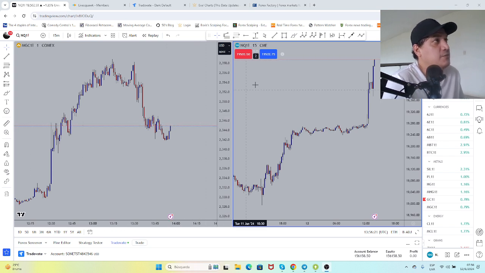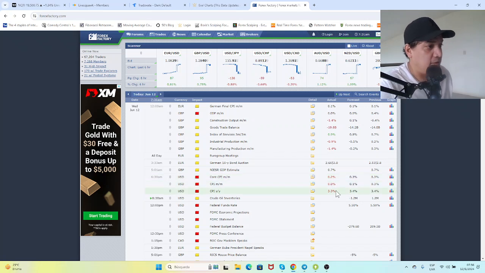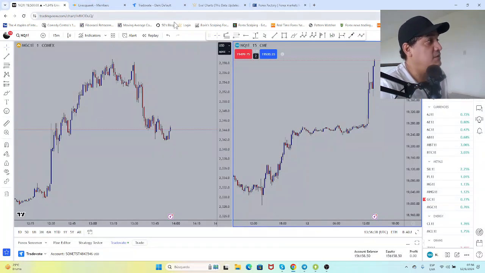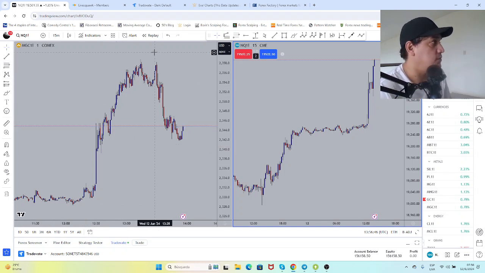Now, today we had CPIs, and here we go. Let's go to Forex Factory. Core CPI was lower than expected. CPI month over month lower than expected, and CPI year over year on the US lower than expected. The USD crashed. So we had a big push upwards in gold, right?